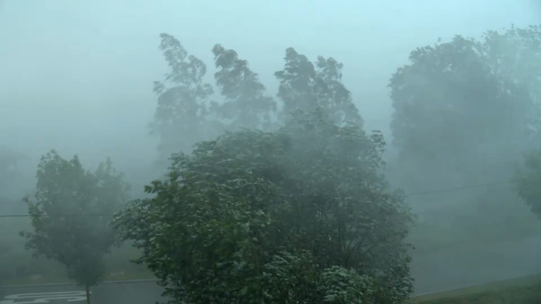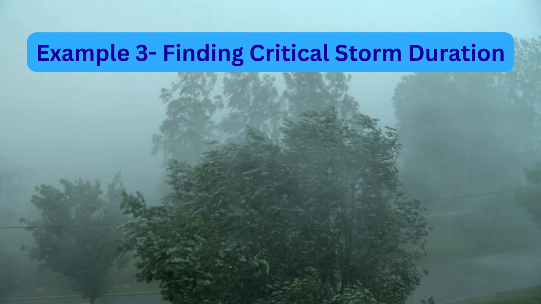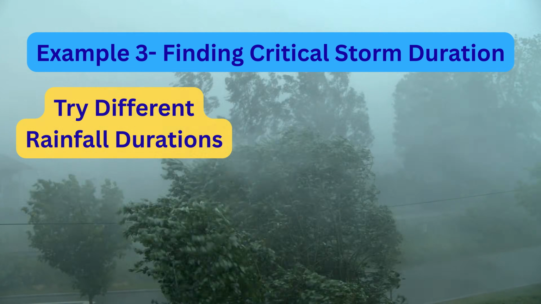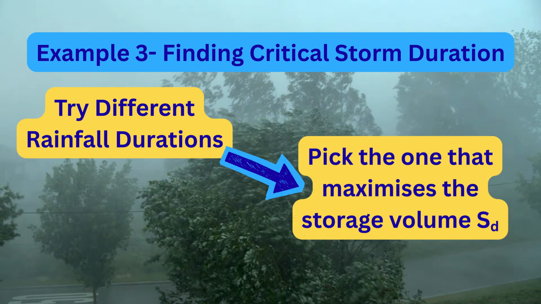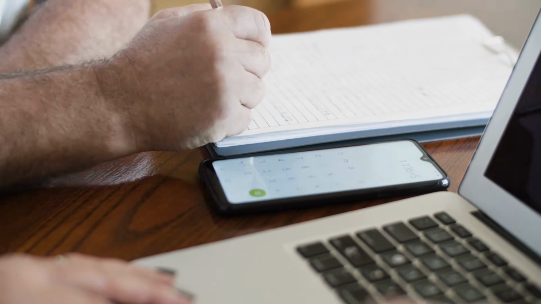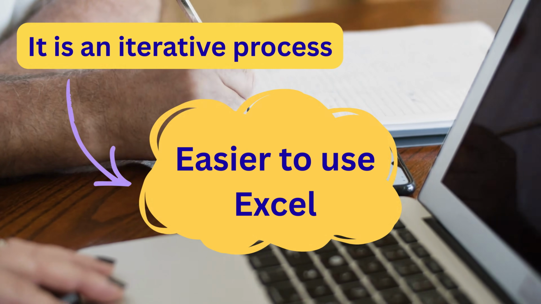In step 2, we find the critical storm duration. In this process, we need to try several rainfall durations and identify the one that maximizes the storage volume ST. Since this is an iterative process, it is easier to use Excel.